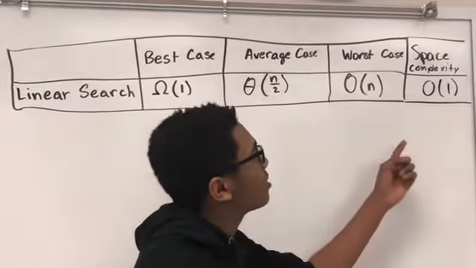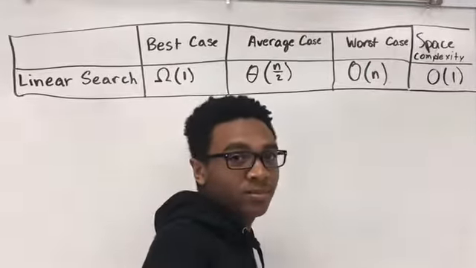The space complexity for linear search is big O(1). This means that linear search makes a constant number of comparisons depending on the number of elements being sorted.